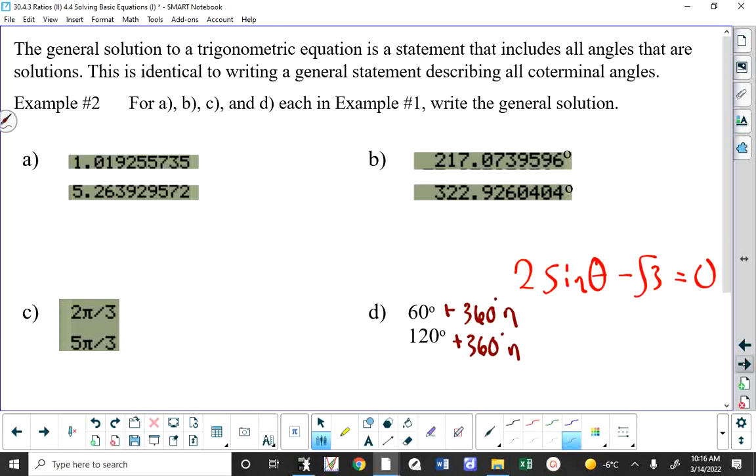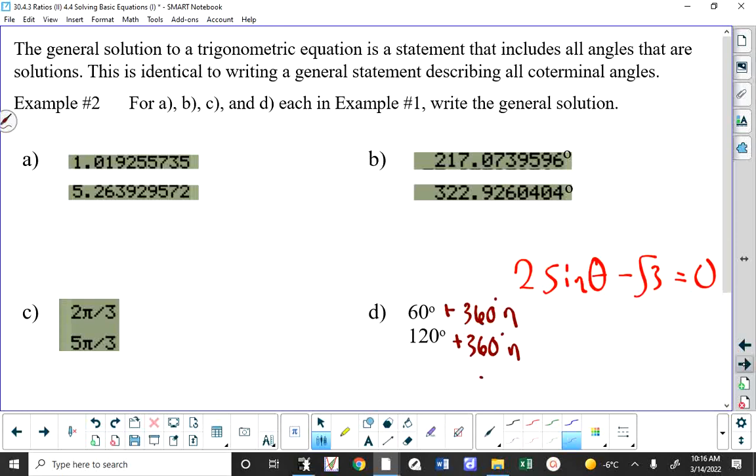Everybody, if you're ever asked to find a general solution, find the solution in one revolution and write that down, and then add multiples of a full revolution. I'm going to pause there because I see a couple of furrowed brows. Does anybody have any questions about the answer to D here? What this question is saying is go back to example 1D and write the general solution. So what I've done is I've written the solution for 0 to 360 and then added multiples of 360.